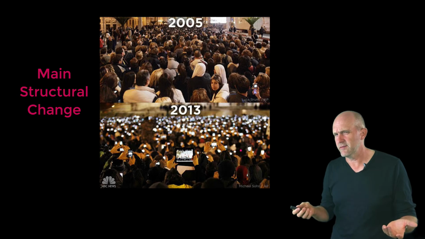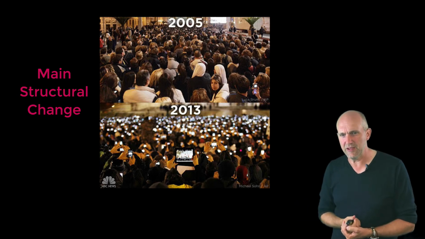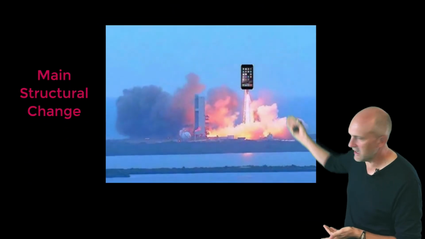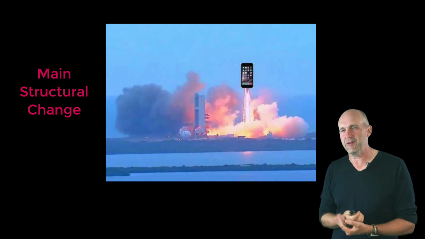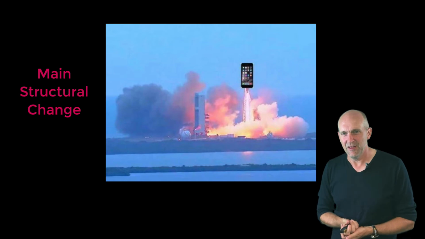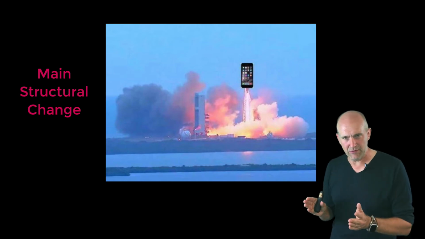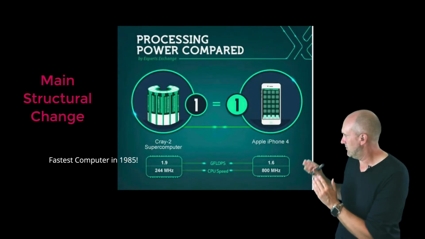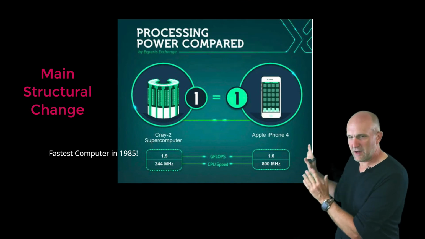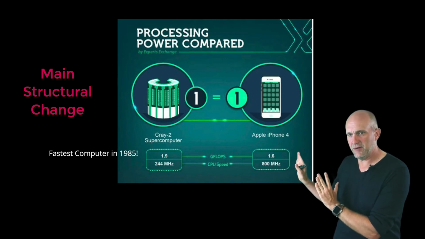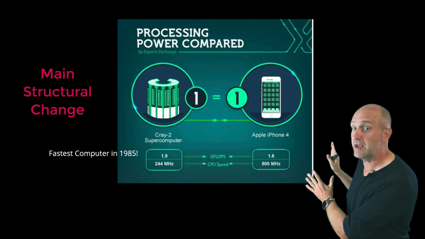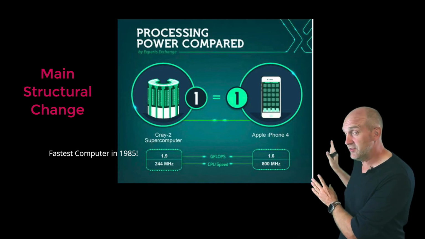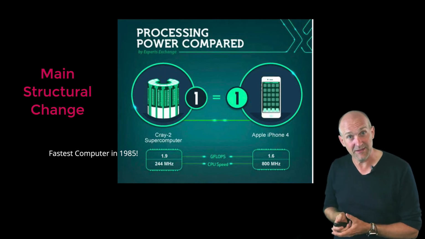And so why is this interesting? Well, there's a cute picture here, which shows an iPhone taking off to the moon. Okay, now, why am I putting this picture up? Well, there's a particular reason. If you look at the computing power, here's an example comparing the fastest supercomputer in 1985 to an Apple iPhone 4, a phone that actually doesn't work anymore. You can see that both of these had the same processing capacity.